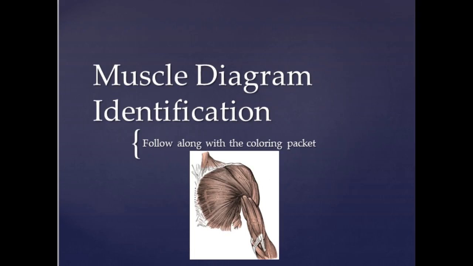Today we are going to talk about the identification of various muscles in your body. There are 605-ish muscles in the human body, and obviously you will not be required to know all 605 of them. However, there are some main muscle groups that I think are important for you to know. The muscles that we will discuss in this video and in your coloring packet are the ones that you will be tested on going forward for this exam.